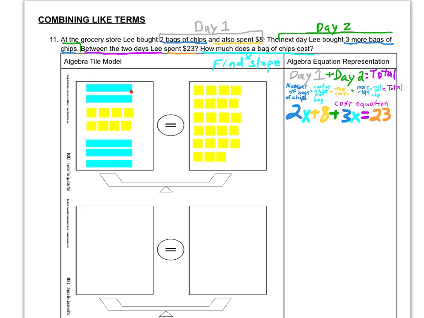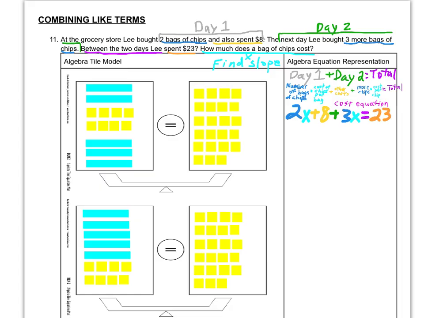So what we typically want to do is put our x's together. So the 2x and 3x together is 5x. And then we still have the 8 on the left and the 23 on the right. So algebraically, all we've done is put the 2x and the 3x together. They're both on the same side. We just said, I know there's 2x and there's 3x, but really, let's just say there's 5x. So we're going to say there's 5x plus 8 equal to 23.